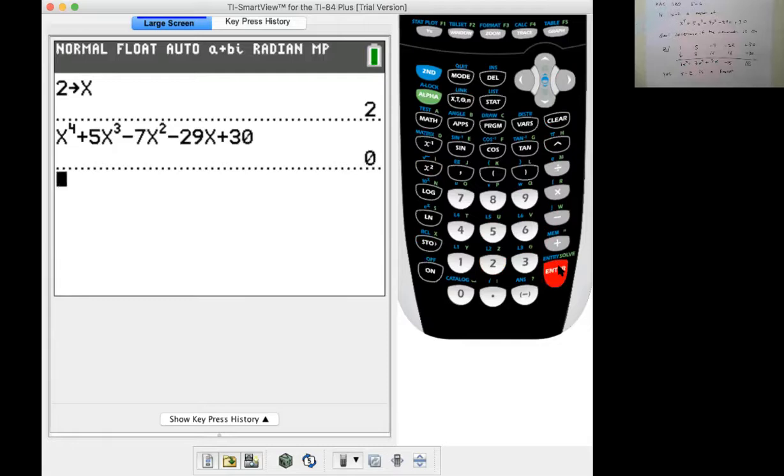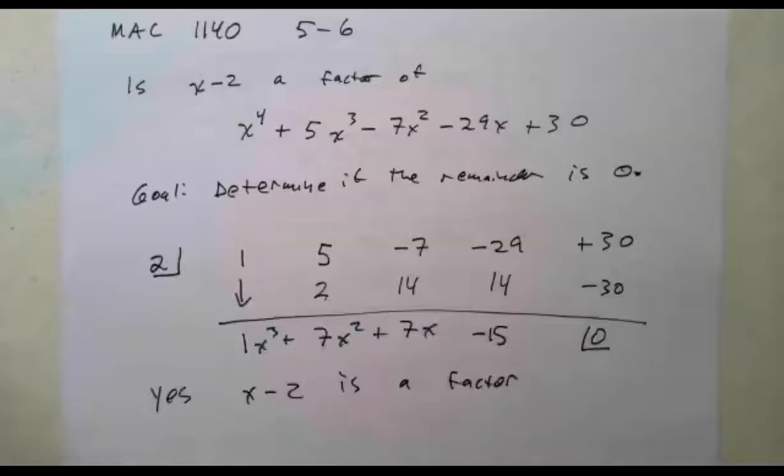You could have plugged in 2 to the 4th plus 5 times 2 cubed minus 7 times 2 squared minus 29 times 2 plus 30. I just prefer to do it this way. So there's 3 different ways: synthetic division, long division, and plug it into the calculator to determine if x minus 2 is a factor of that polynomial.